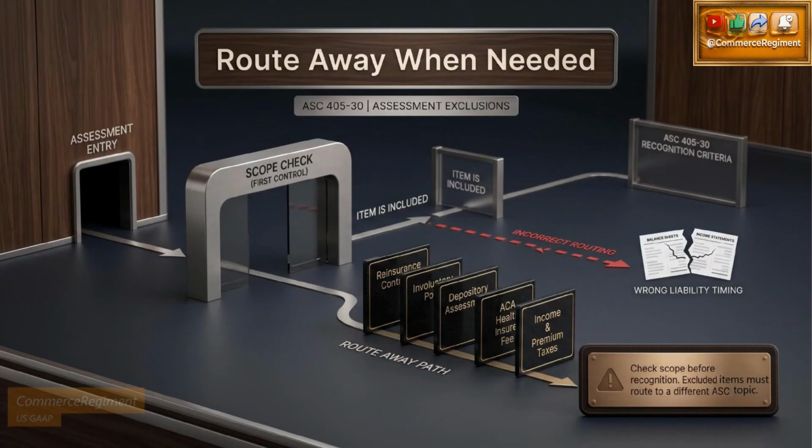Before applying the recognition criteria, we must check exclusions. Reinsurance contracts or arrangements, certain involuntary pools under insurance guidance, depository institution insurance assessments, the ACA health insurer annual fee, income taxes, and premium taxes are not handled under this ASC 405-30 model. That means the first control is scope. If the item is excluded, it must be routed elsewhere. Wrong scope creates wrong timing, and wrong timing can damage both the balance sheet and the income statement.